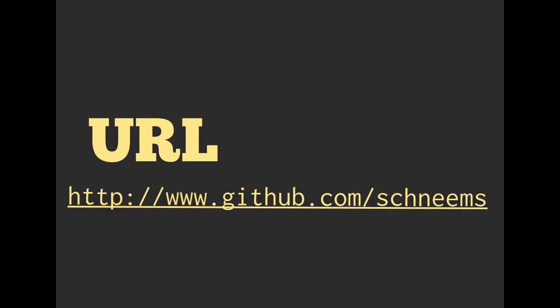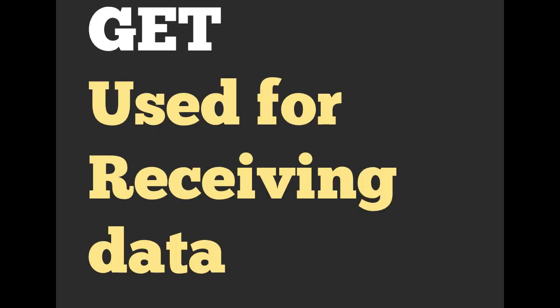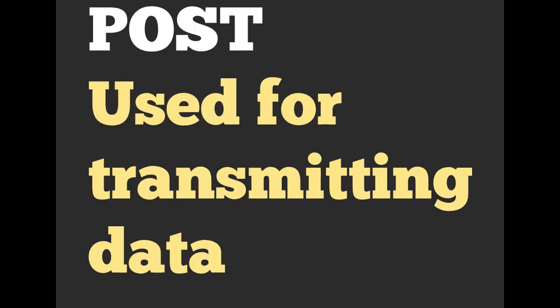In regards to that, this is an example of a URL. We covered all the different parts, the protocol, subdomain, domain, path, even query string. So all of those should be relatively familiar to you. And we discussed the HTTP verbs GET and POST. So GET is used for receiving data, and POST is generally used for transmitting data.